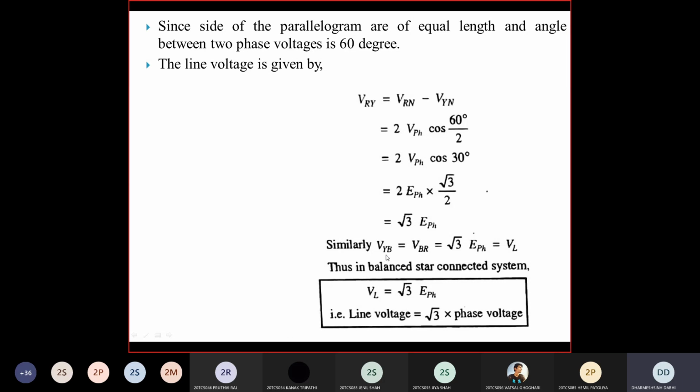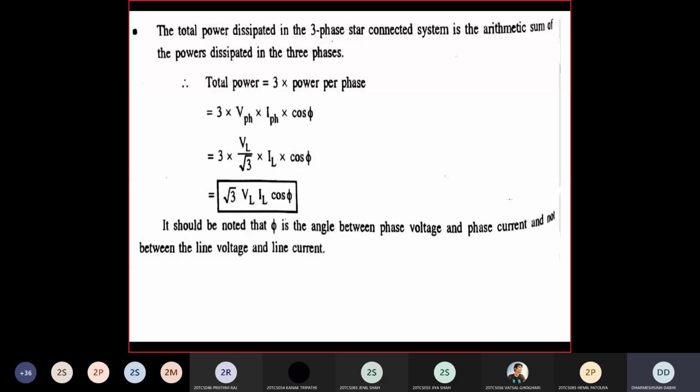Same way, the other line to line voltages VYB and VBR are also equal to root 3 times the phase voltages. So remember, in a star connected balanced system, line voltage is equal to root 3 times phase voltage. You must write down this equation. Now next we derive the equation of power.